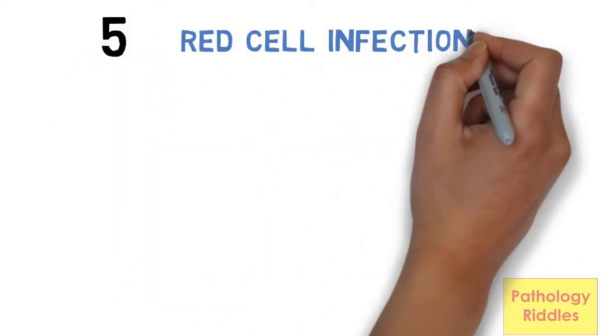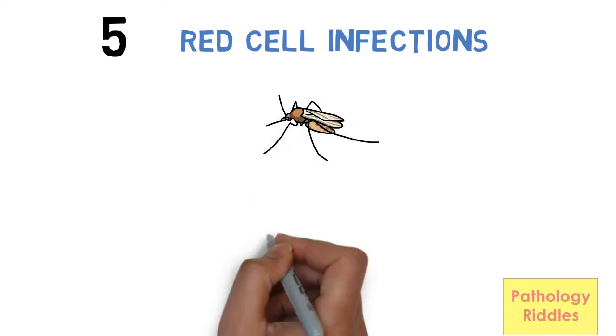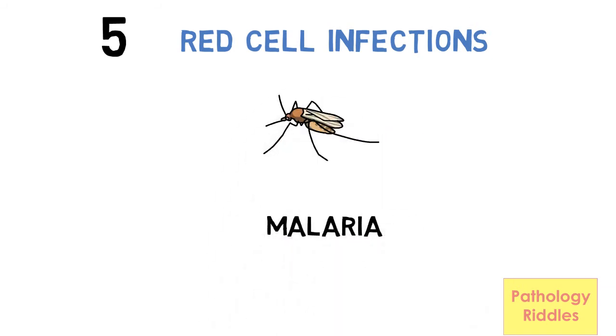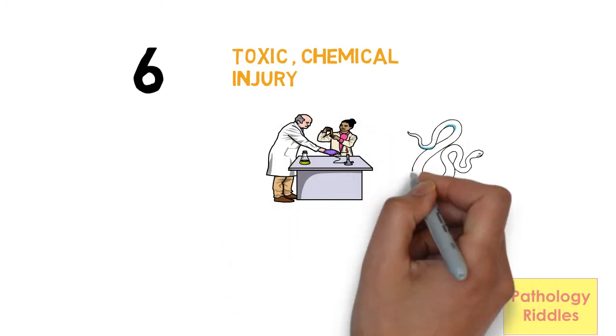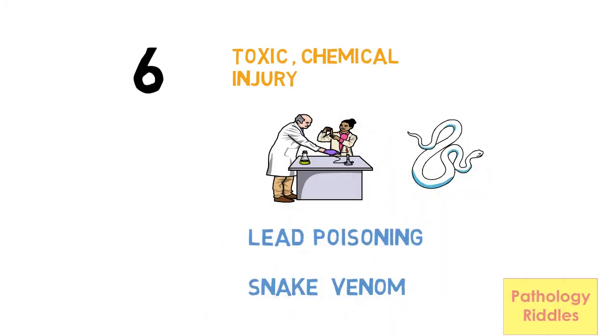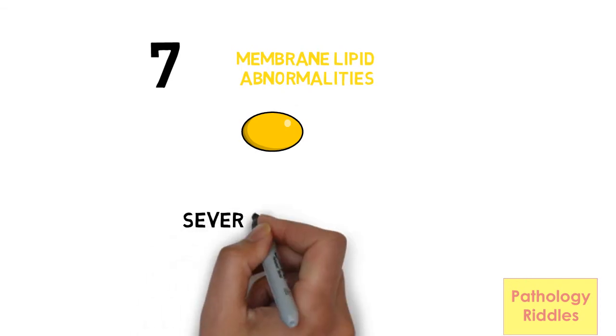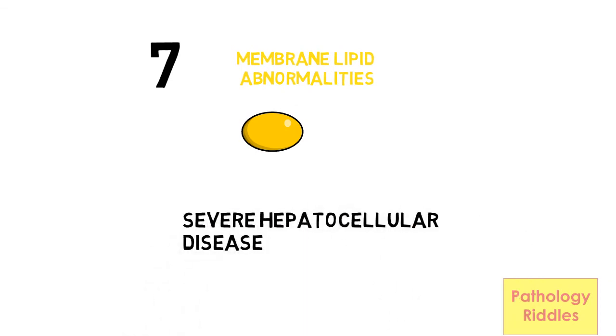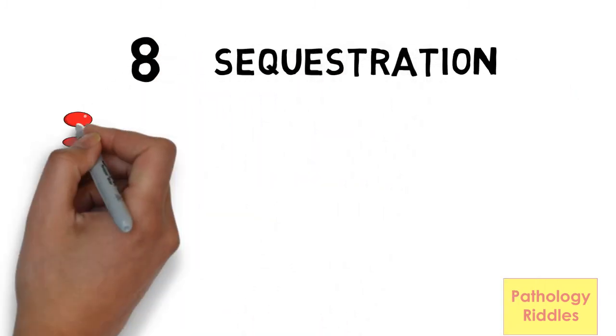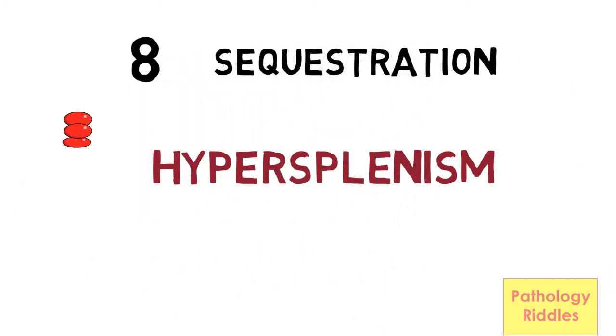So the fifth subcause is infection of red blood cells. It can be due to malaria or babesiosis. Sixth subcause is toxic or chemical injury to the RBCs. For example, snake venom poisoning, lead poisoning, etc. Seventh subcause is membrane lipid abnormalities. For example, severe liver diseases. Eighth subcause is sequestration. For example, hypersplenism.